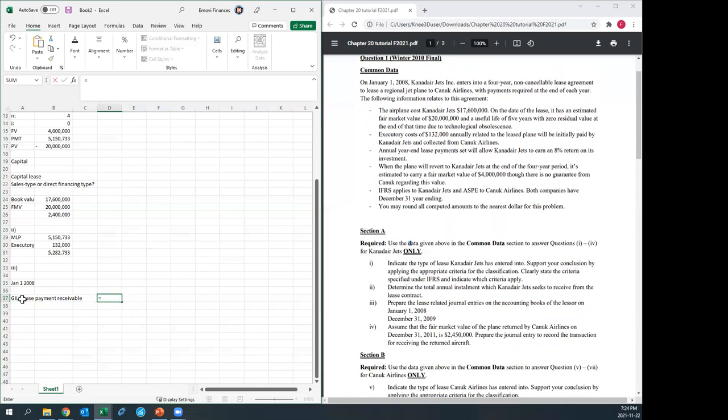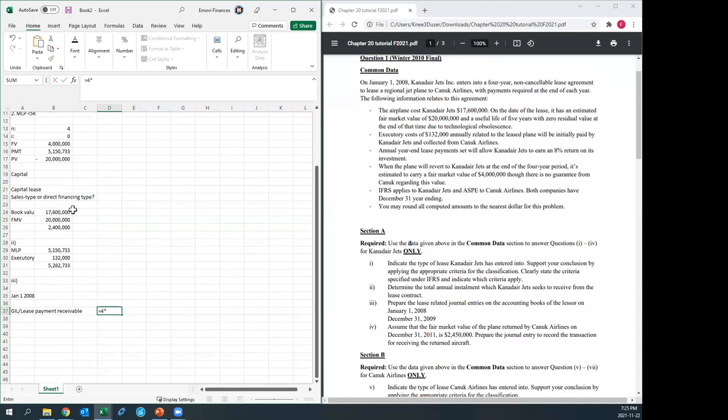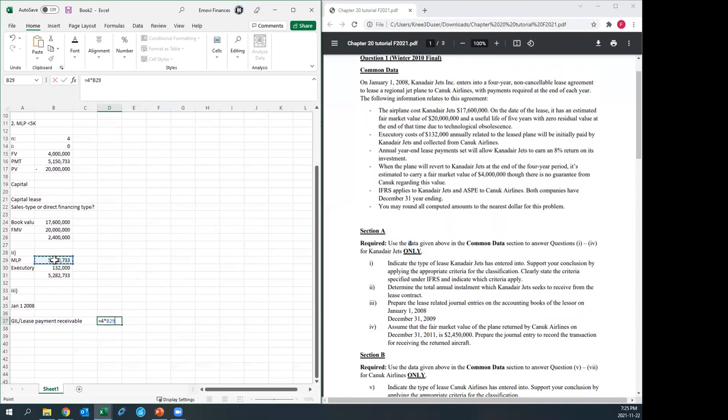So you want to do the lease term times the minimum lease payment plus any unguaranteed residual value, plus the $4 million that's in the problem here. We're adding it because when we're going to calculate our interest revenue, this is going to be a part of it. And also at the end of the lease, the lessee has to pay the $4 million.